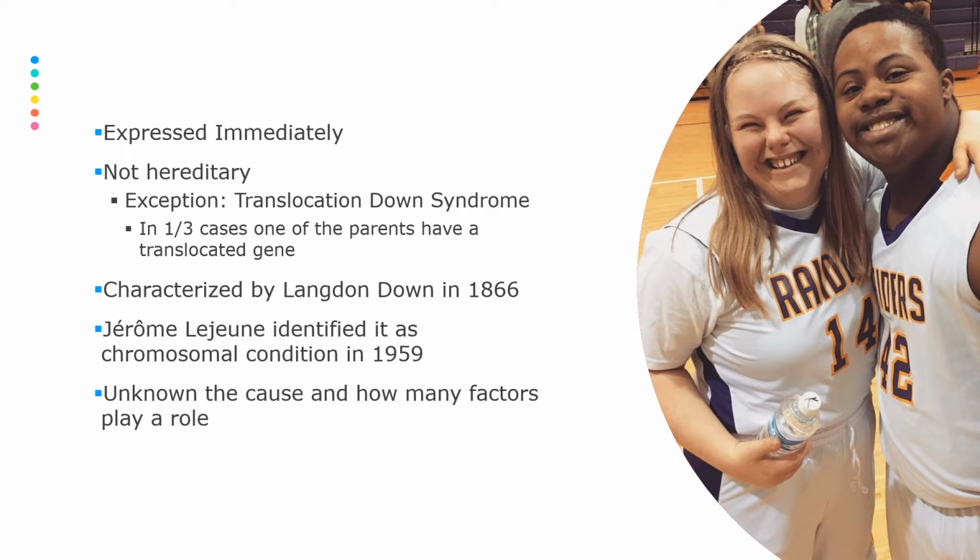Down syndrome was characterized by Langdon Down in 1866. Langdon did not have Down syndrome himself, however, he simply correlated all of the phenotypic effects of the syndrome and named it Down syndrome. Jerome Lejeune identified the chromosomal condition in 1959 and linked the syndrome to having an extra chromosome 21. To this day, the cause of Down syndrome is unknown, as is how many factors play a role in this genetic condition.